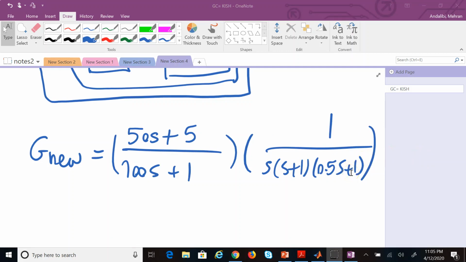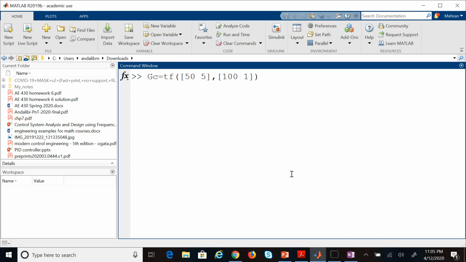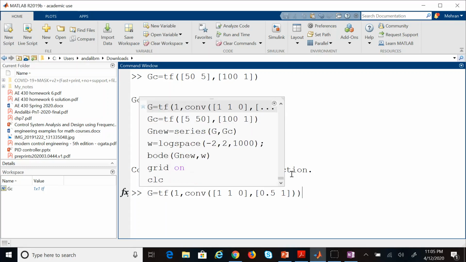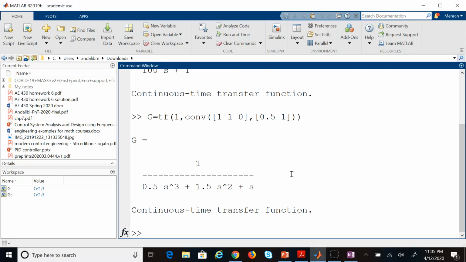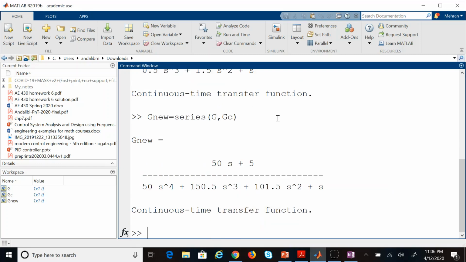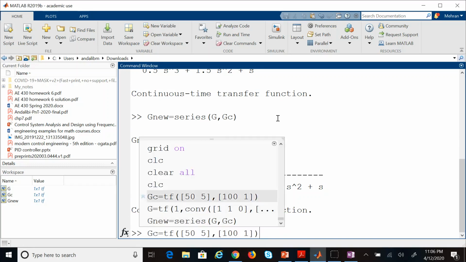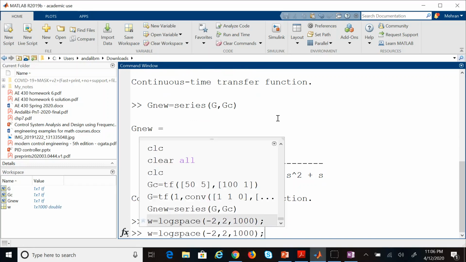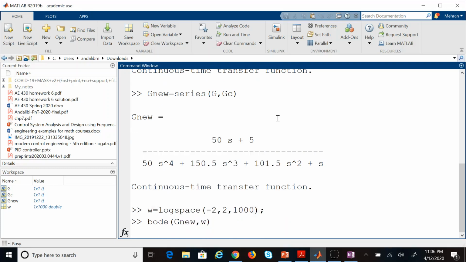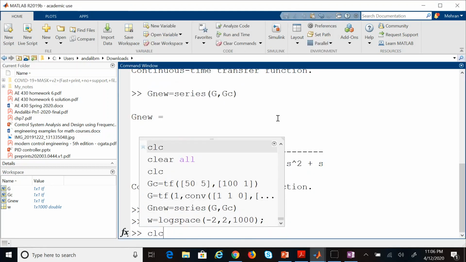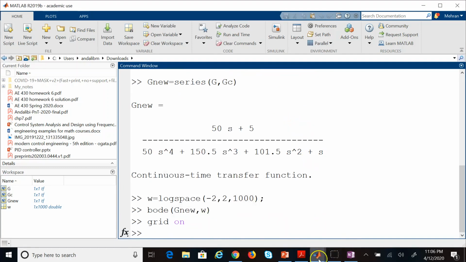Okay, let's look at the Bode plot for this G new. So here, this is Gc, 50 5, 100 1. And then we have the original G, which is, of course, this one, right? And then we say G new is equal to series of G and Gc. And then we define our frequency range. And then we do a Bode plot. And we can turn the grid on if you want. And now let's take a look.